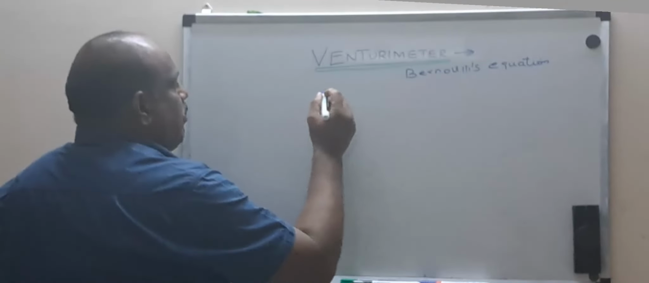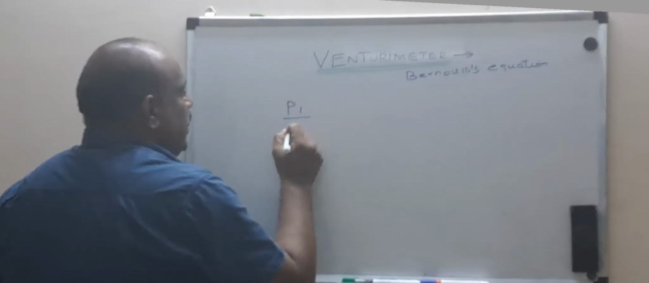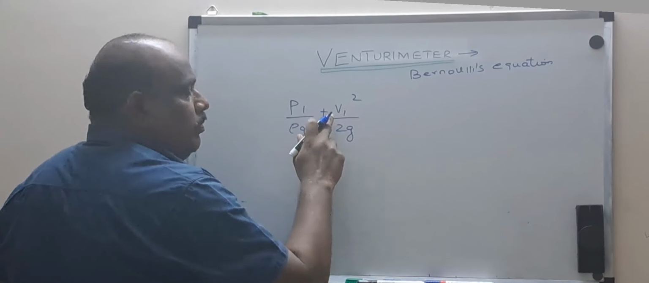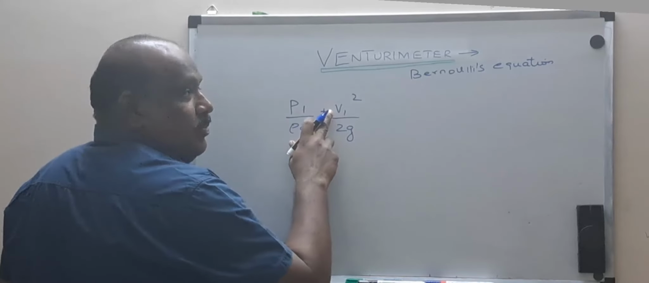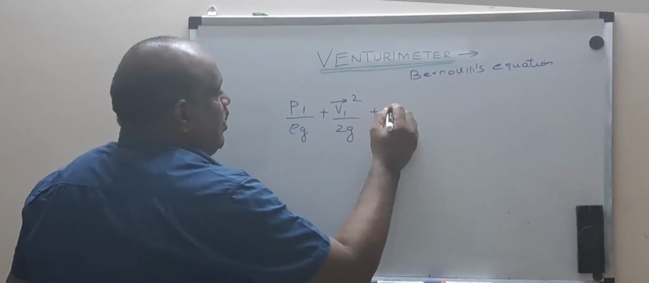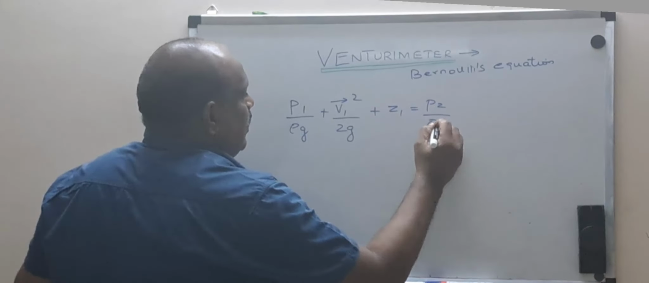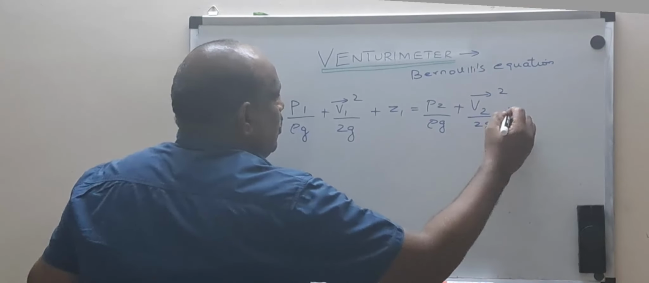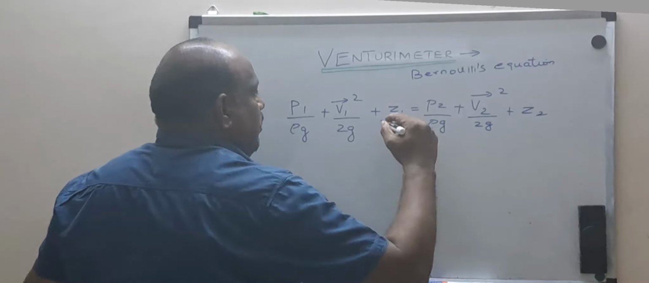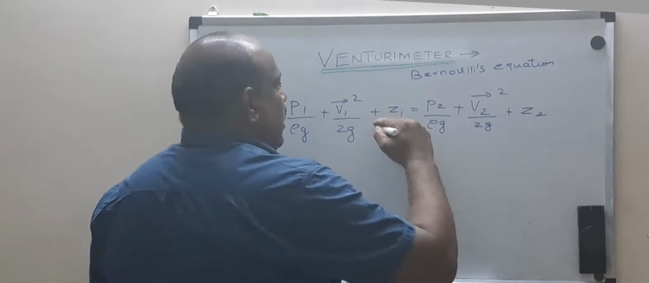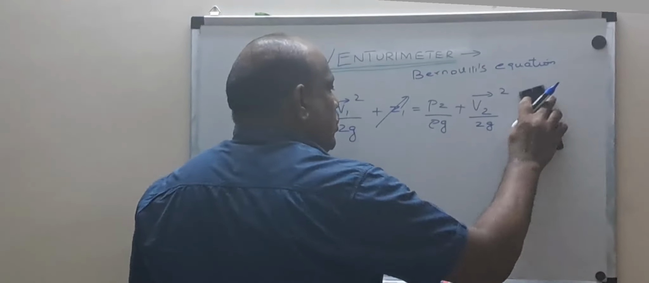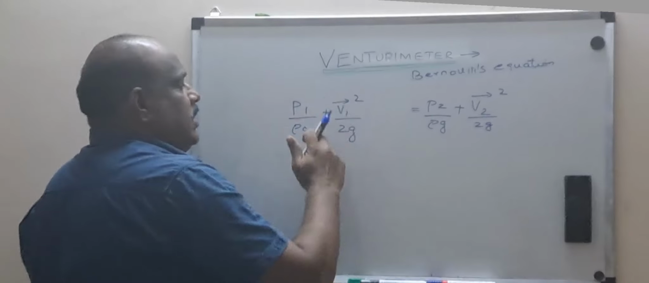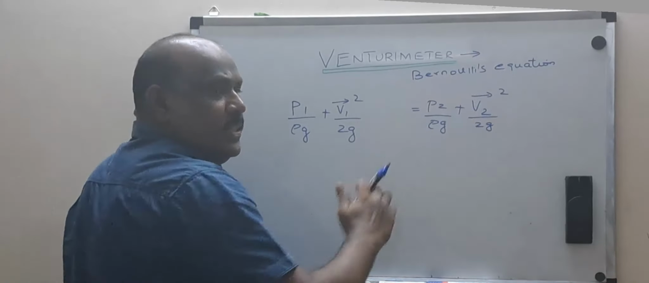Applying the Bernoulli equation between points 1 and 2: P1 by rho g plus V1 squared by 2g, it is velocity, not volume, plus Z1 equal to P2 by rho g plus V2 squared by 2g plus Z2. As we have seen in the last diagram, Z1 equals Z2, so I can strike off Z1 and Z2. The expression reduces to only two heads: pressure head plus velocity head equals pressure head plus velocity head at section 2.